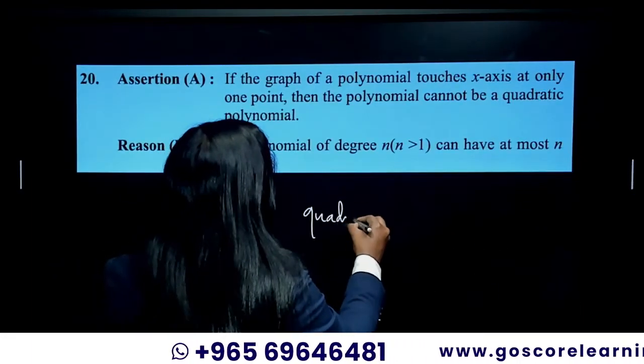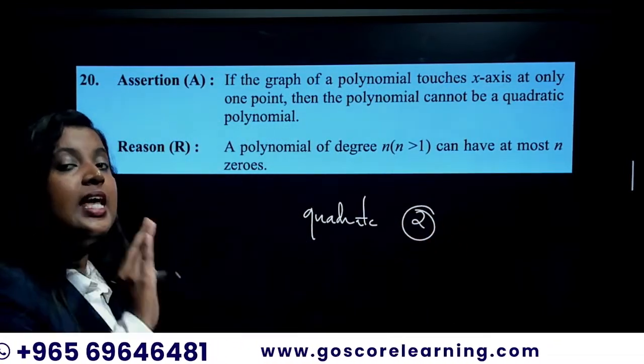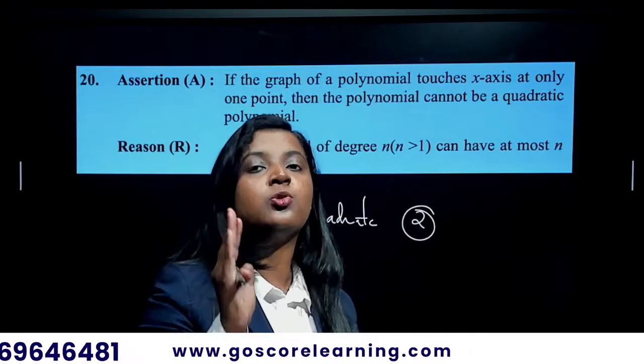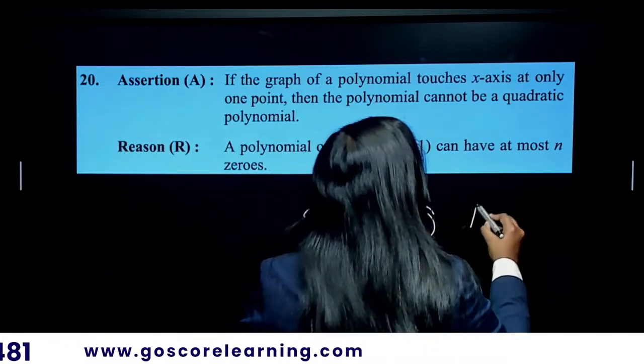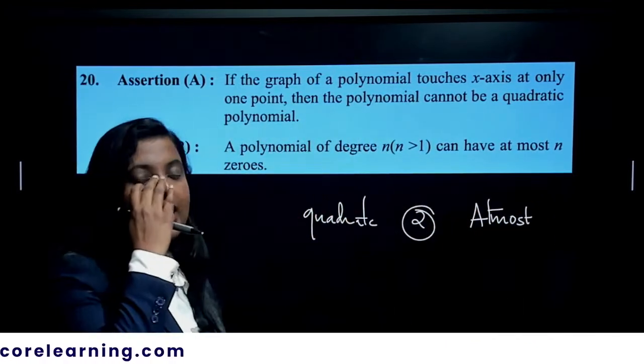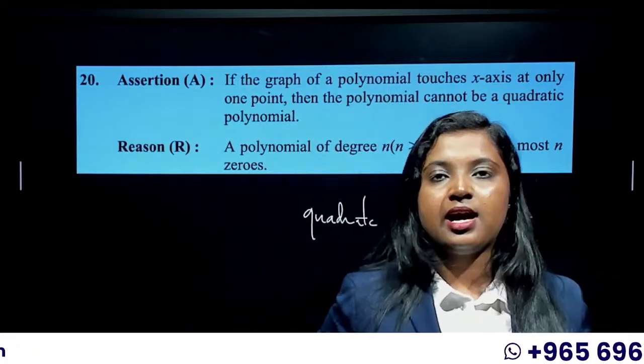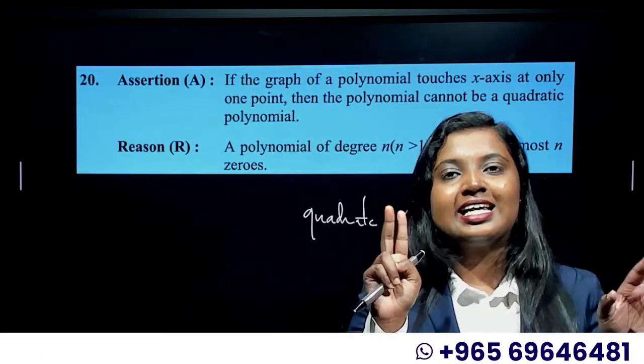Quadratic polynomial is having degree 2. Degree 2 means the polynomial can have at most two zeros. So what is the meaning of this at most and at least thing? Many of you are getting confused about at most and at least, I guess. In 11th and 12th also, if you are planning to take math, you will be dealing with terms like at least and at most.